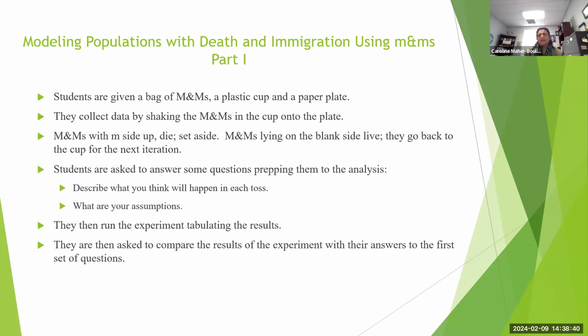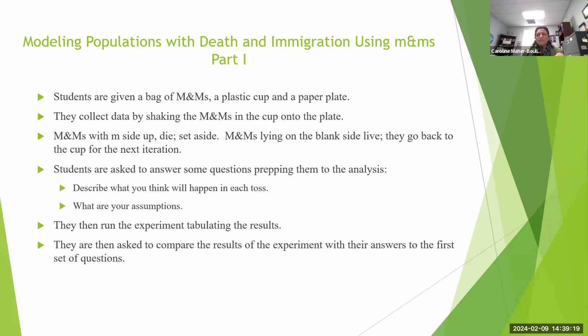I give students, each group, a bag of M&Ms, a plastic cup and a paper plate. And then they collect data in this experiment. So they shake the M&Ms in the cup and throw them out onto the plate. And the M&Ms with the M side up, they represent dead people. And so they take them out from the pool. And the ones that lie on the blank side, they are lives, they go back into the cup to the next iteration. So they do the experiment several times.